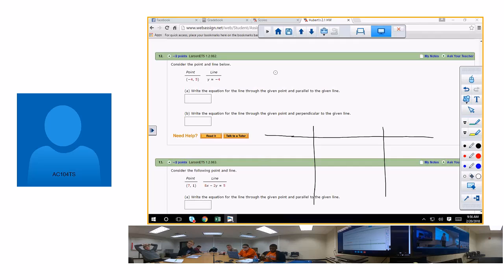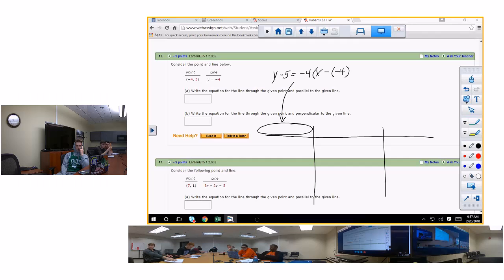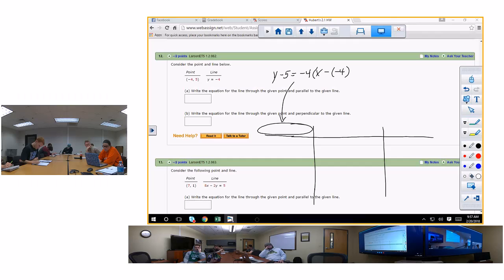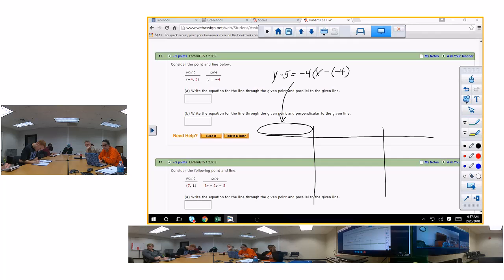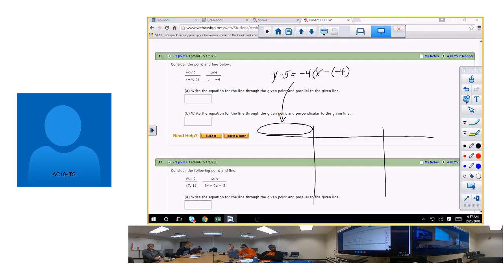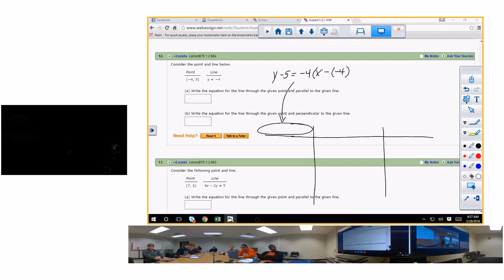So we've got to write an equation. y minus 5 is equal to negative 4 times x minus a negative 4. All right, crank that out, and that equation goes right there. Crank that out. Okay, well, I'm going to make up a point because they don't give us a point. Oh well.